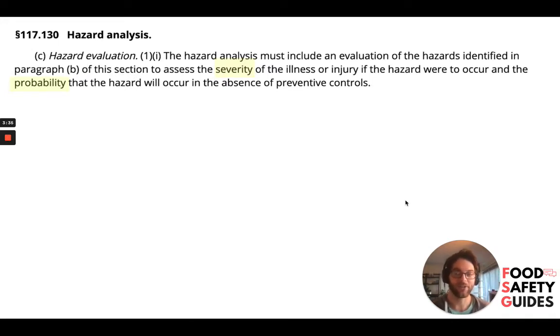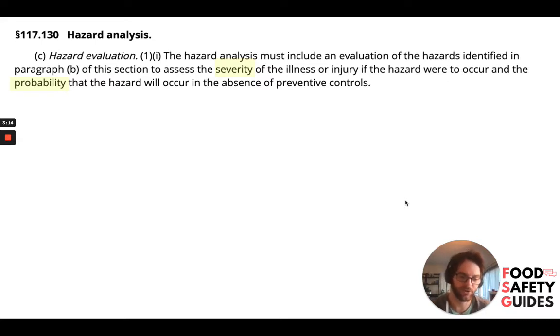Okay, now hazard evaluation kicks off with a little bit more meat. They right away get to the point: you need to evaluate severity and probability. So if you have a metal detector and you say, oh, well, the probability of me having metal in my product is very low because I have a metal detector, FDA wants you to remember that this is in the absence of the control.